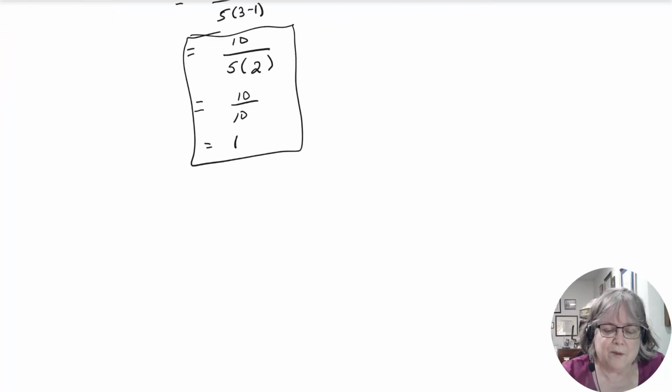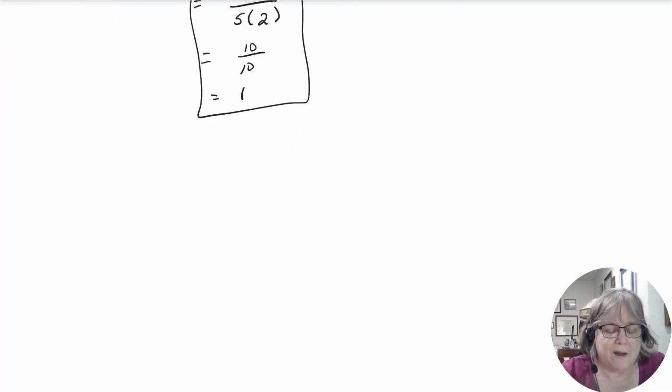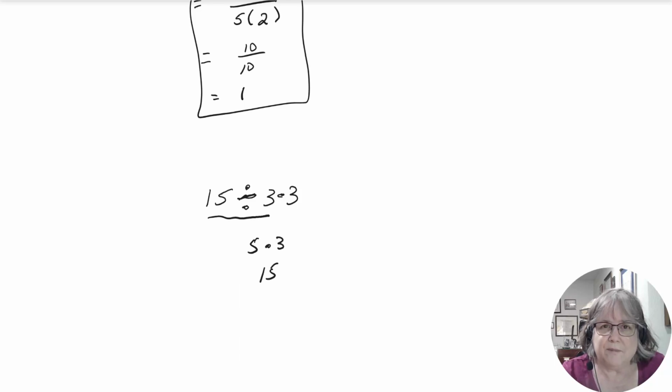Now, sometimes when you do these problems, you'll have something like 15 divided by 3 times 3. And so if you go left to right the way you're supposed to, you would say 15 divided by 3 is 5 times 3 is 15. Okay?